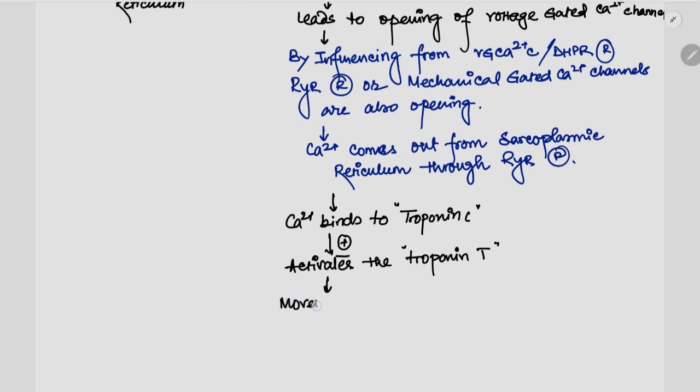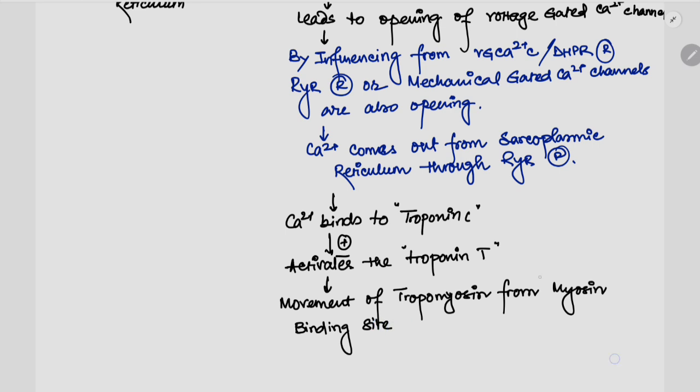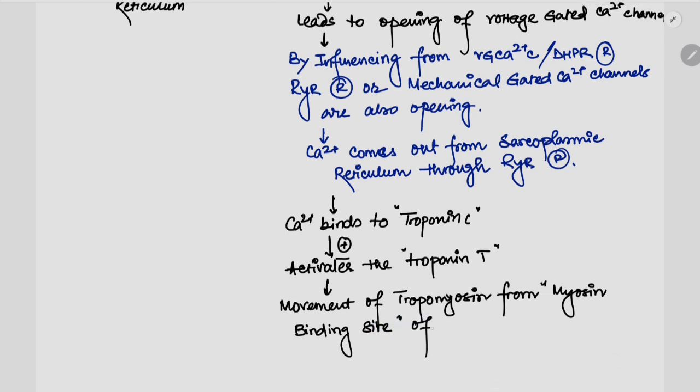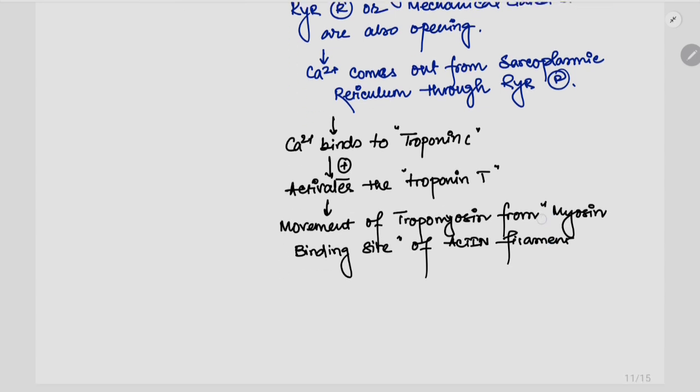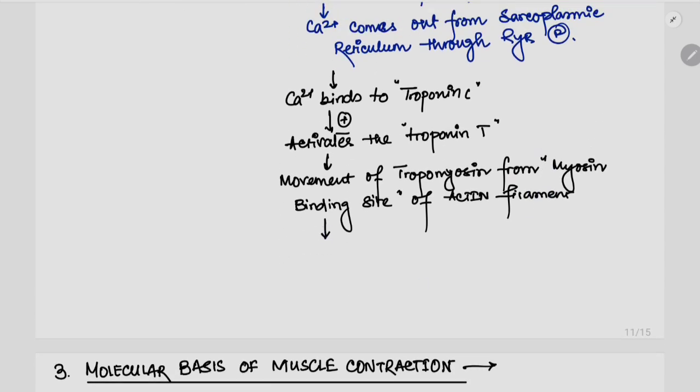So firstly, movement of tropomyosin from the myosin binding site of actin, it is the unmasking procedure.